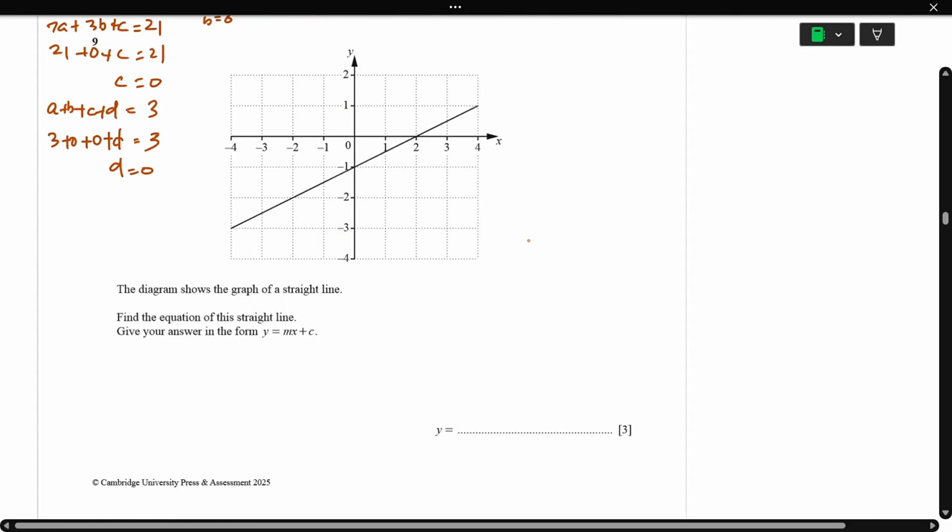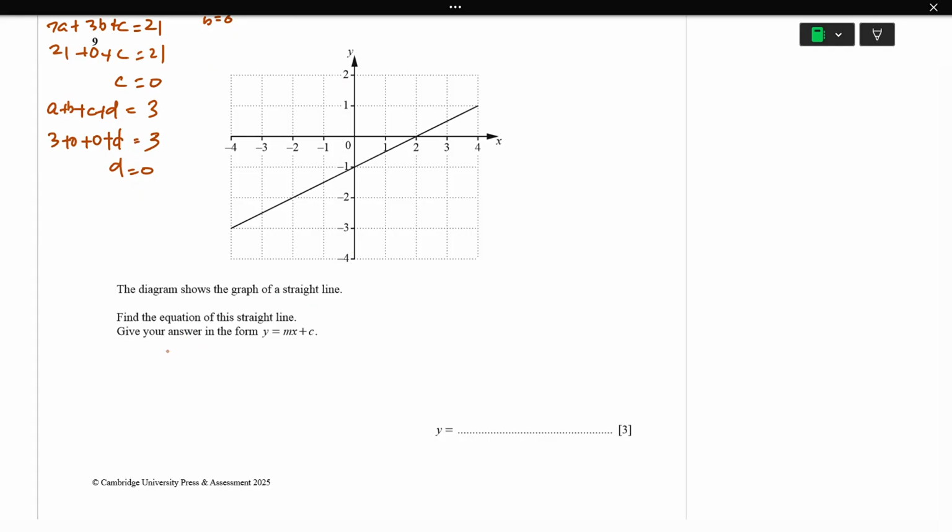The next question: the diagram shows the graph of a straight line. Find the equation of the straight line. Give your answer as y equal to mx plus c. First, c is going to be the y-intercept, which is -1. Then we'll find the gradient. It is a positive gradient, going up the line. Rise over run, which is 1 by 2, so 1 by 2x. That's the answer: y equal to 1 by 2x minus 1.